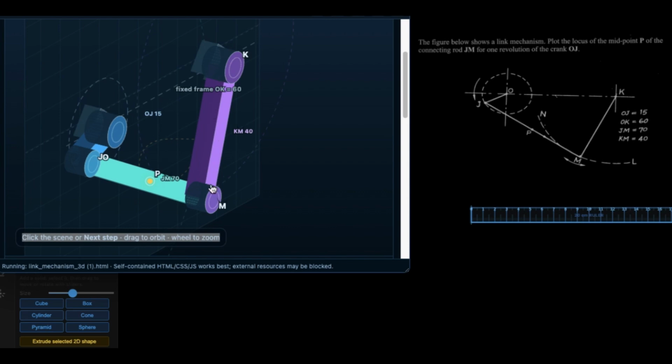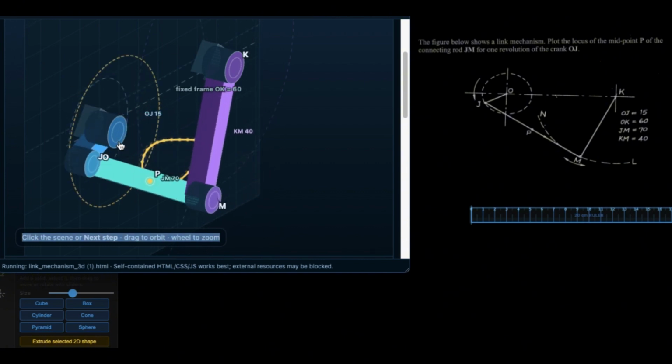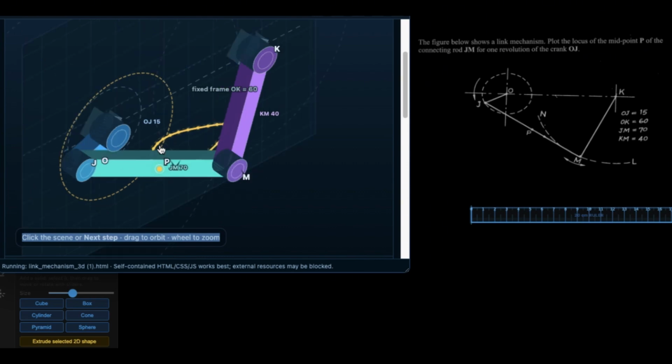and then this is the slider. O and K are fixed points. Then when the crank moves about the point O for one revolution, point P forms a kind of oval within this area. This oval shape is what the examiner needs you to construct, right?